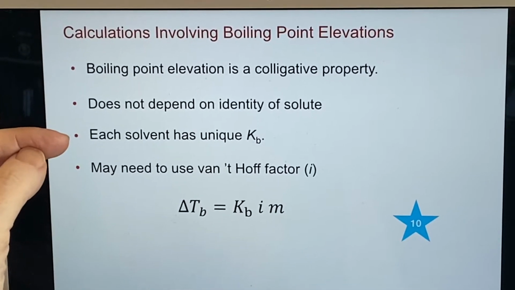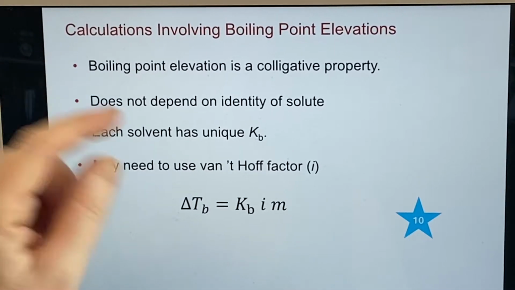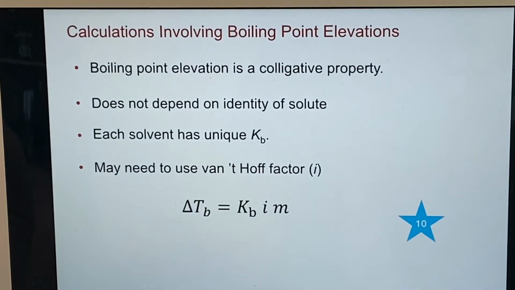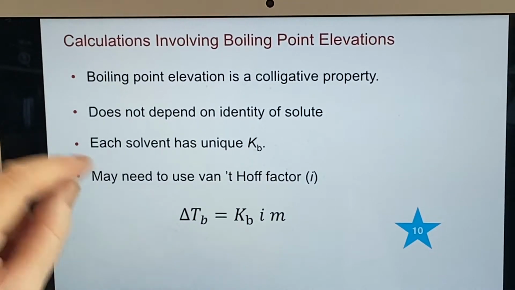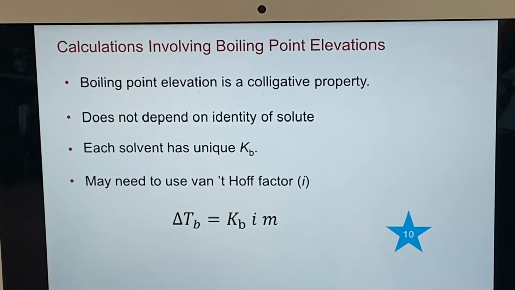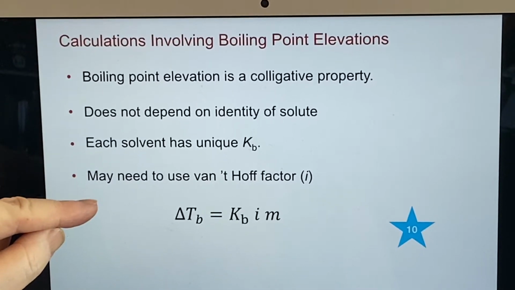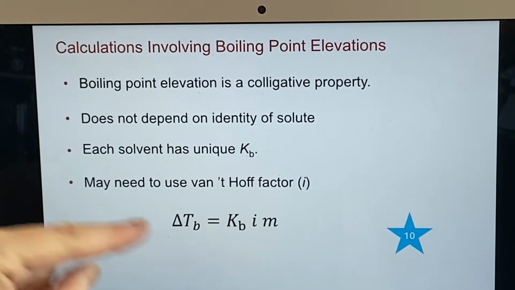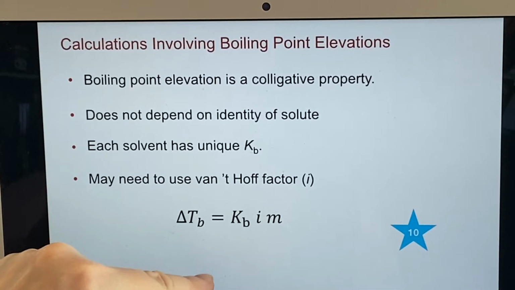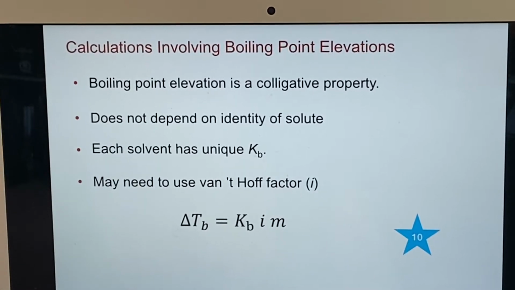The solvent is where you get the number for this constant that you're using for boiling point elevation. Every solvent has its own. And you might have to use the Van't Hoff Factor i. So overall, here's our equation, and now we're going to do a little puzzle with it.